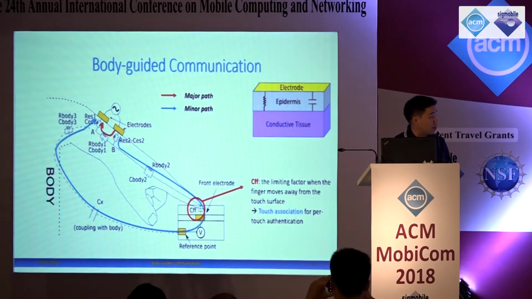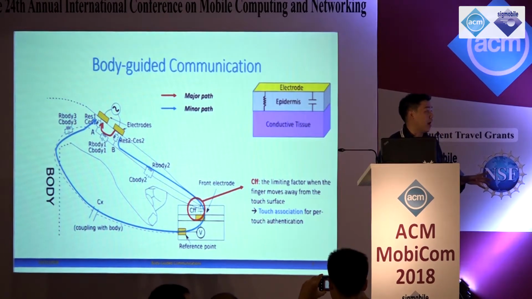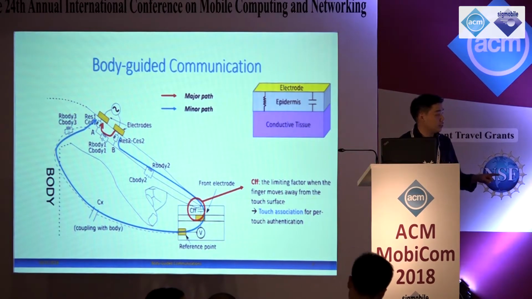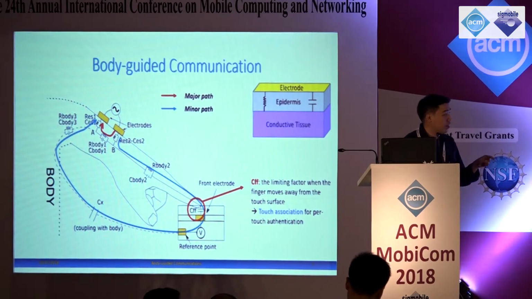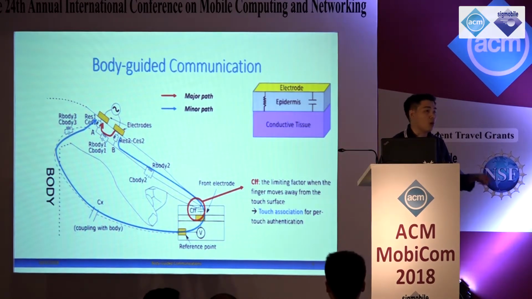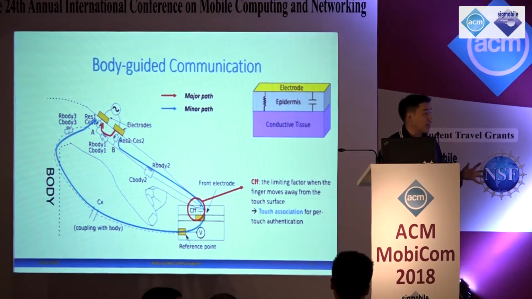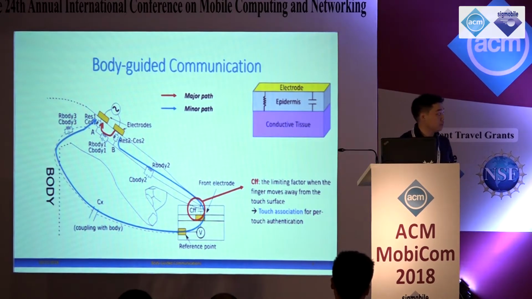By experiments, we found that when the finger moves away from the touch surface, this CFF on the minor path will have the highest impedance. That is because of the high permittivity of the air and the small area of the fingertip and the front electrode. So this high impedance will prevent the current going to the touch device when the finger is moving away from the touch surface. That effectively provides us with the ability to do touch association and per-touch authentication.